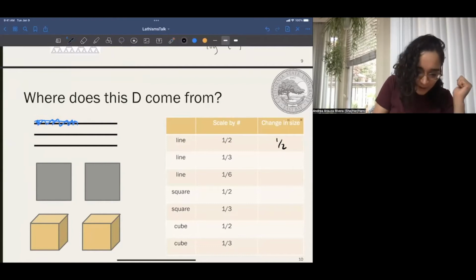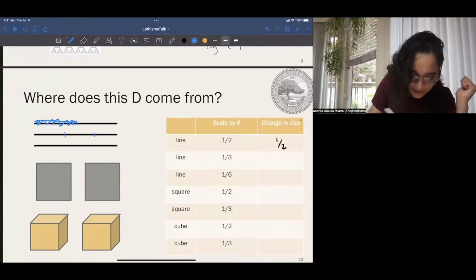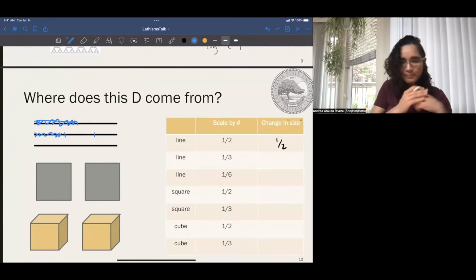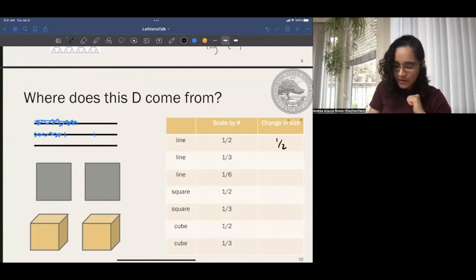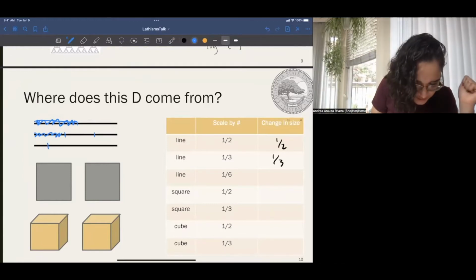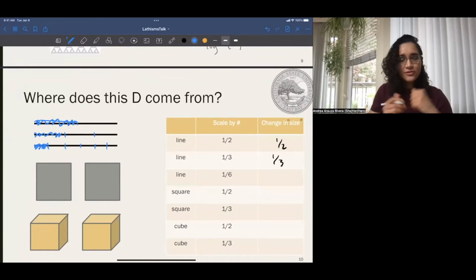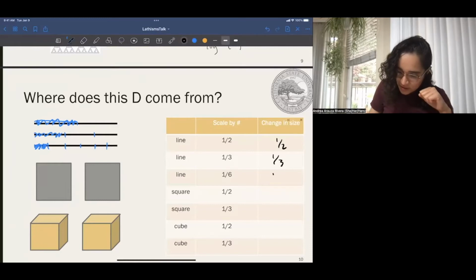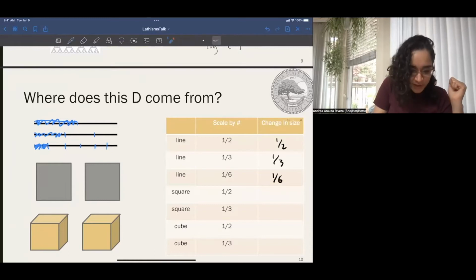If I scale by 1/3 instead, I get something similar. So I get maybe this piece right here. Now I've scaled by 1/3 and my change in size is also 1/3. A similar sort of thing happens when I scale by 1/6. So maybe I divide up my line segment into 6ths and I just look at one part of it. That has also changed in size, and its change is a change of 1/6. So this is 1/6 the length of the original.